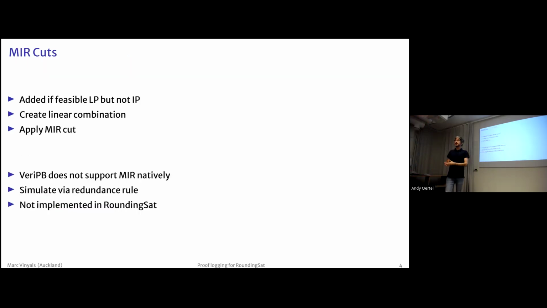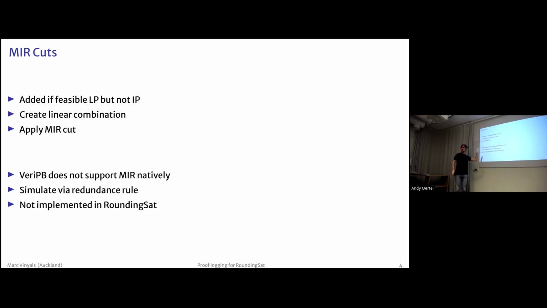Right, then something else that the solver does, but we don't log, is that sometimes the LP is going to be feasible, but the integer program is not going to be feasible. And then we can find cuts. We can cut the LP. It's implemented using mixed integer rounding cuts. It's not something that VeriPB supports natively.